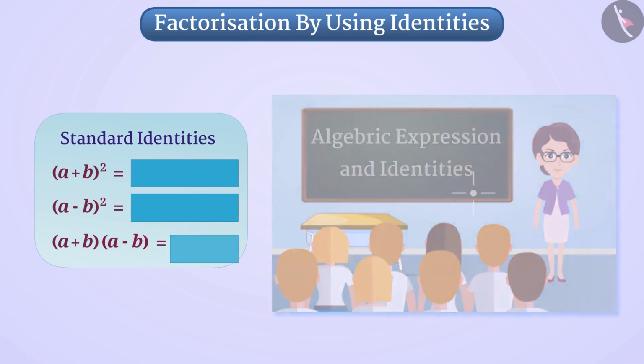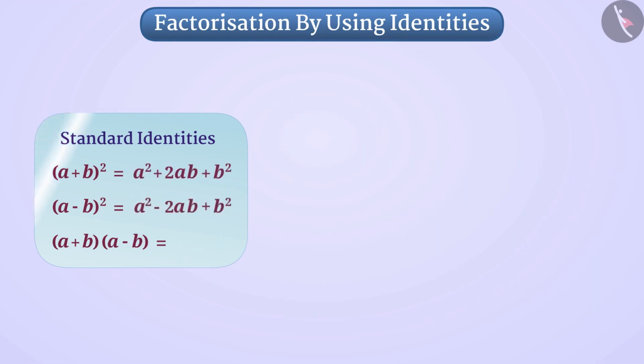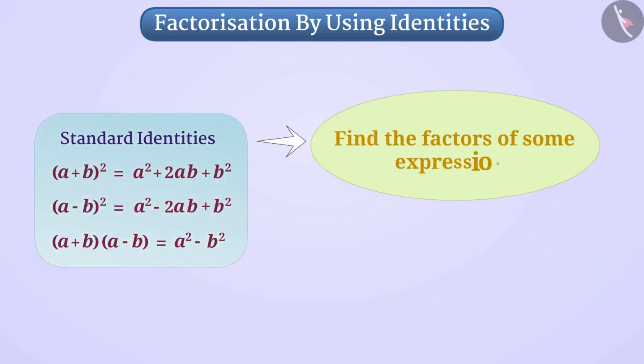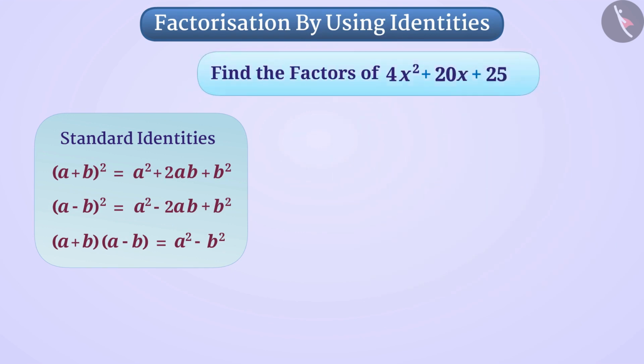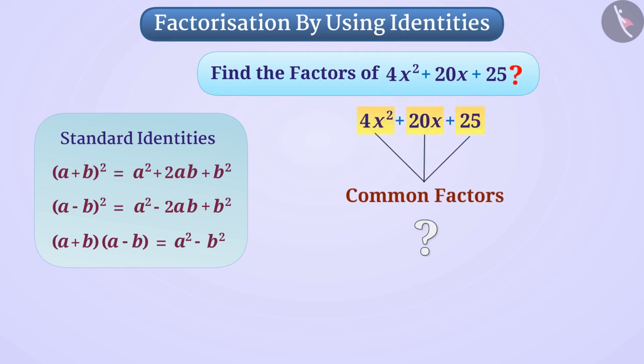Let me tell you, do you know, with the help of these identities, we can also find the factors of some expressions. Suppose we want to find the factors of 4x square plus 20x plus 25. Are there any common factors in the three terms of this expression? Think. No, there are no common factors in these three terms.